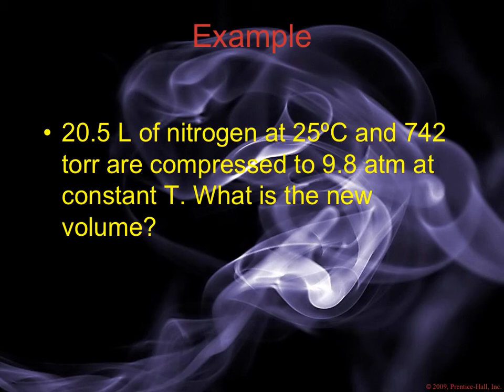Right, so here's an example of a calculation using Boyle's Law. Let's say you have 20.5 liters of nitrogen gas. You won't need it in this question, but just to remind you, nitrogen is one of the 7 diatomics, and they've given you the temperature and the pressure. And what have we changed here? We have changed the pressure, and it's now asking what's the new volume.